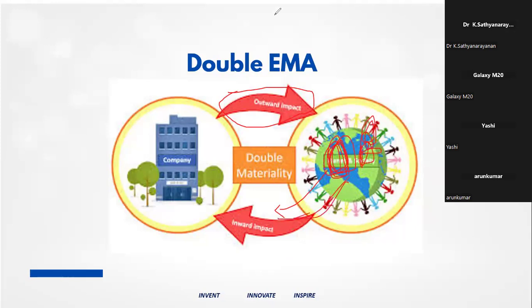That is very, very important in such a way that I can understand the various aspects of these environmental criteria, and that is most important so that I can highlight and ensure that I concentrate on the right criteria which is affecting my organization more. So first start with the environmental materiality assessment, then go for double EMA.